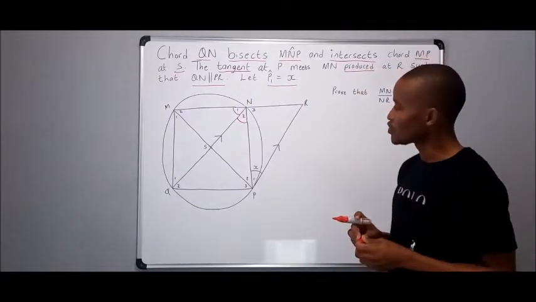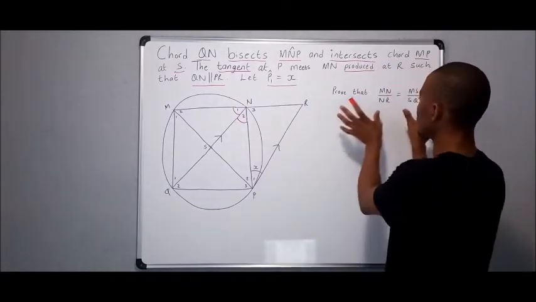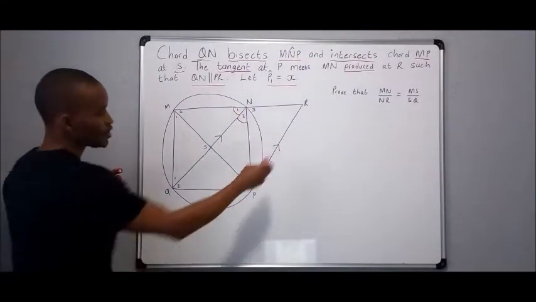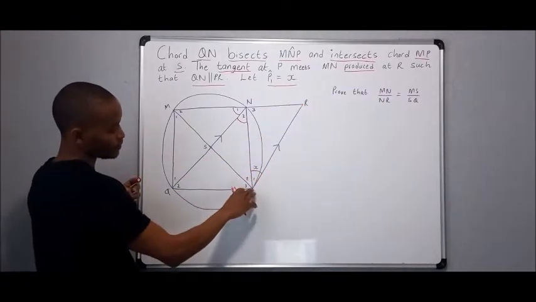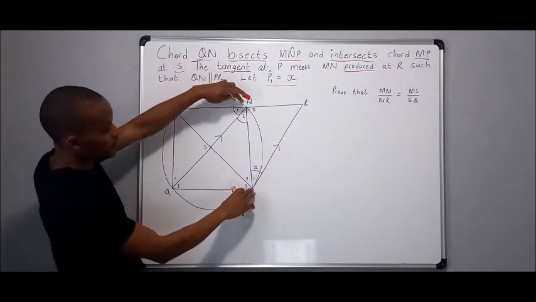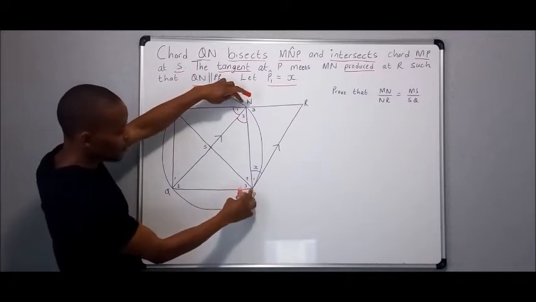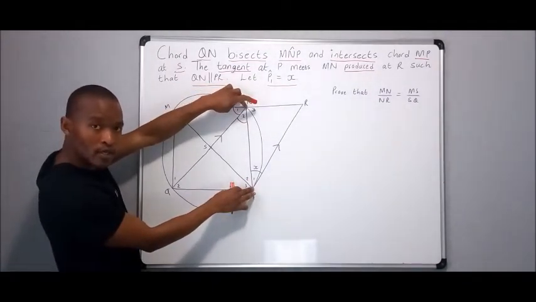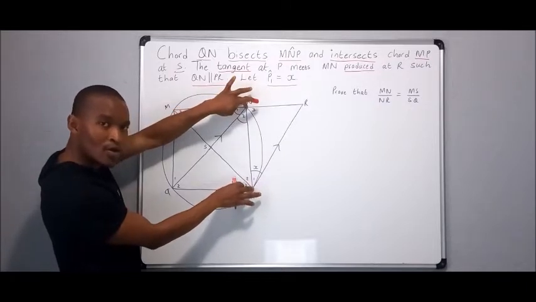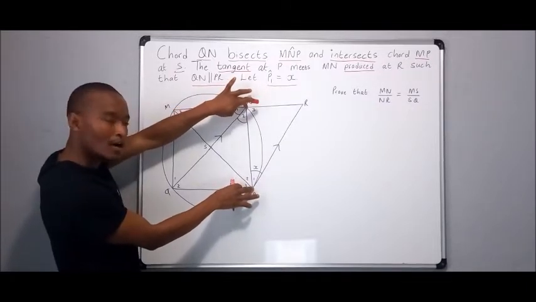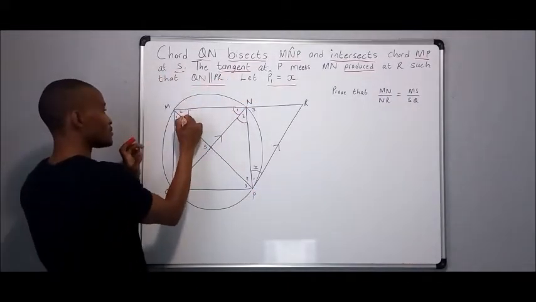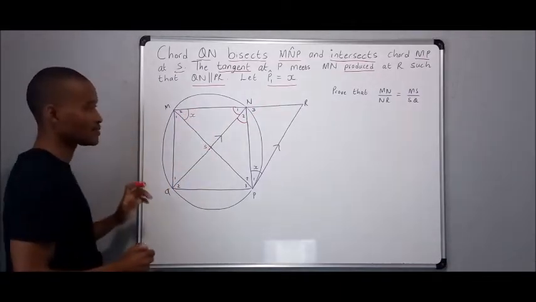Good stuff. So what can we do before we even come here? We need to investigate what's going on here. So we have a tangent here, making contact with the circle at point P. There's a chord there called NP, and the tan-chord theorem says the angle between the tangent and the chord will be equal to the angle subtended by the same chord in the alternate segment of the circle. So this angle here will be X.